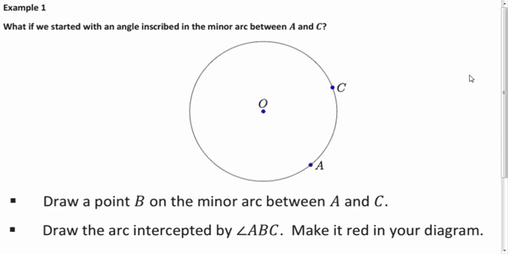So we've already looked at inscribed angles that are acute and inscribed angles that are right when we had Thales's theorem. In this case, we're going to construct one that's obtuse. So put a point B on the minor arc between A and C, draw angle ABC, and then highlight the intercepted arc in red. So try that and I'll show you my diagram.